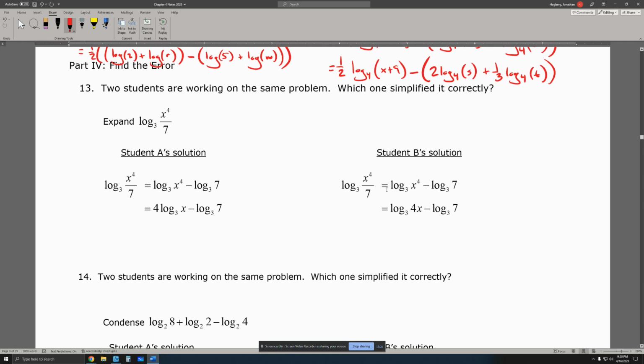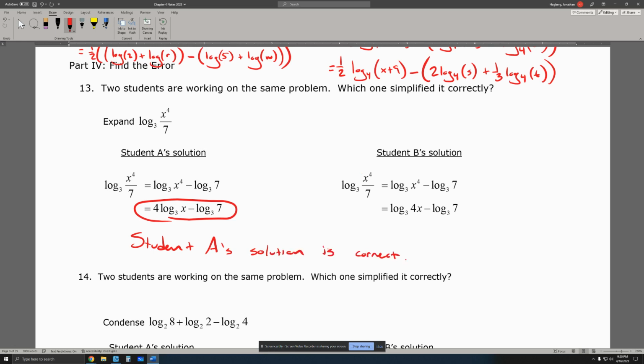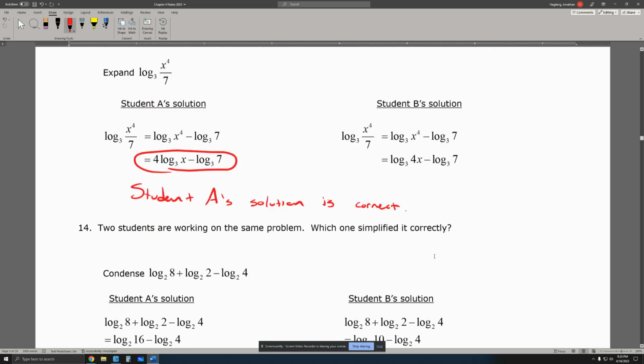All right, so which one of these simplified this correctly? I'll let you take a moment, think about it. The correct answer is student A. Student A's is correct. All right, the reason why is with the power rule, that power comes out to the front of the log. It's the coefficient for the log, not the argument of the log.